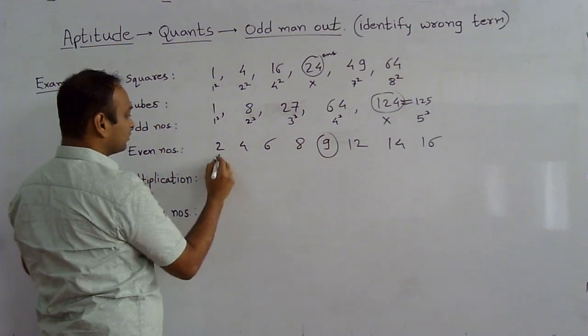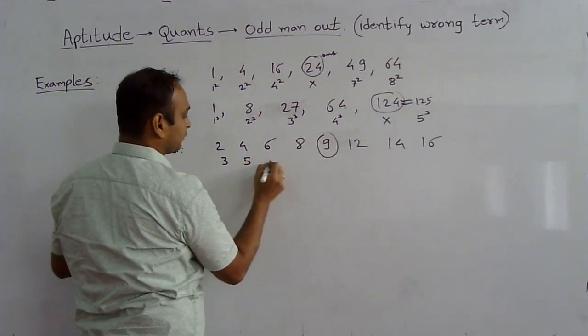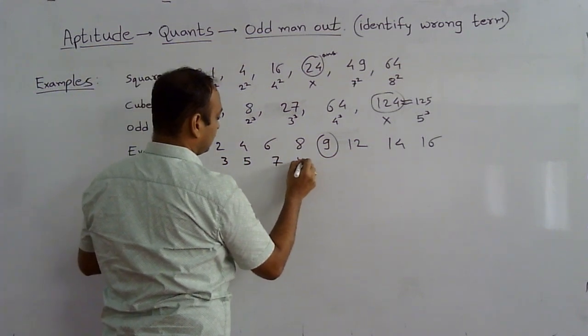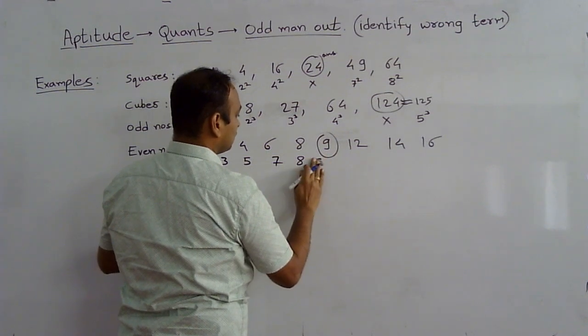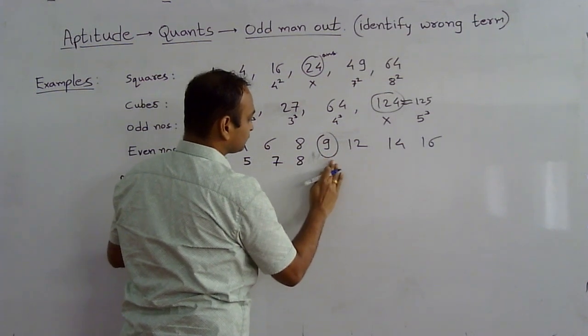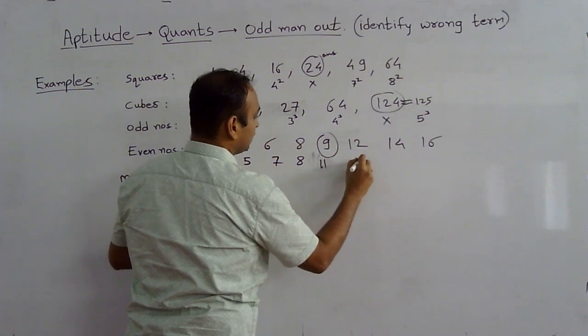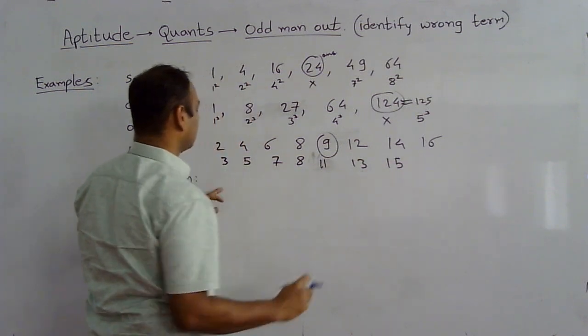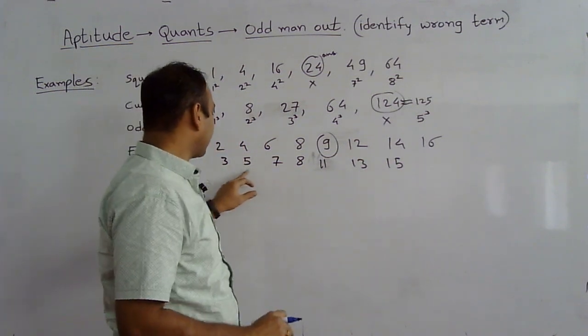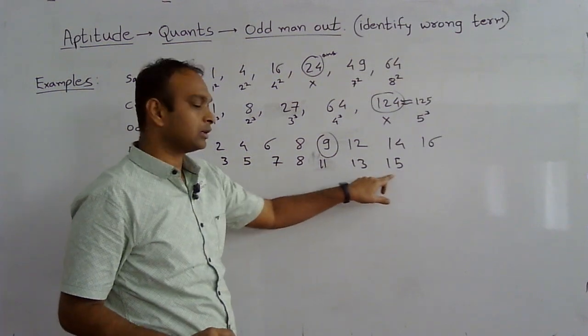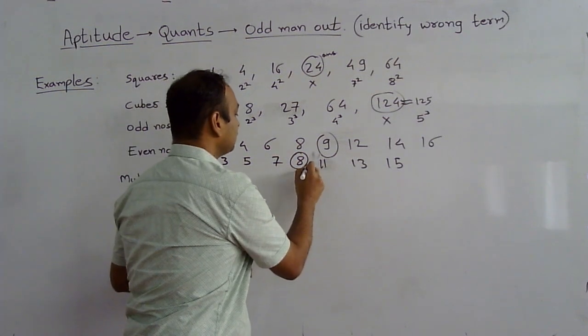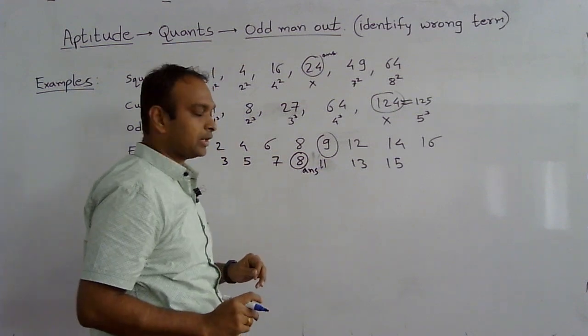Similarly, in case of odd numbers, we can have 3, 5, 7, 8, or instead of 9 we can take 11, 13, 15, and so on. So in this series, we have all the odd terms except 8, which is the answer, right?